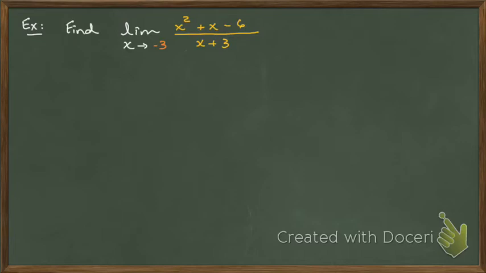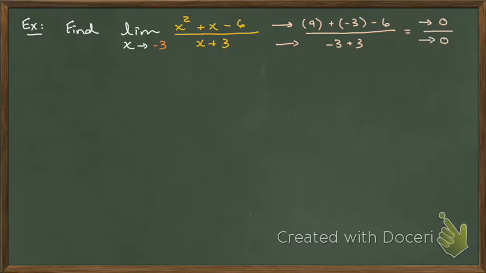Okay, so what I try to do is I try to direct substitute right away. I try to plug in -3 to the numerator and denominator, and I see what happens. I write it like this. I use arrows, and that's because I'm saying that the numerator is approaching 9, which is -3 squared, plus -3 minus 6. Denominator is approaching -3 plus 3. So as a whole here, the numerator is approaching 0, and the denominator is approaching 0.